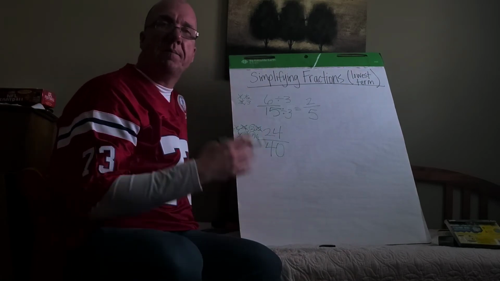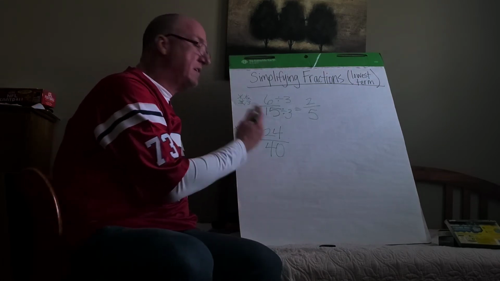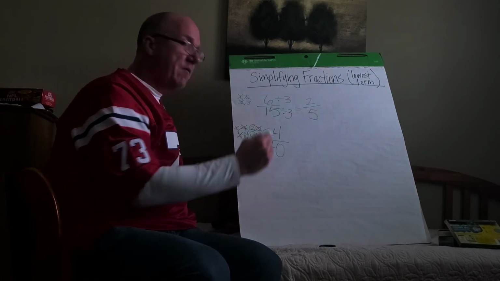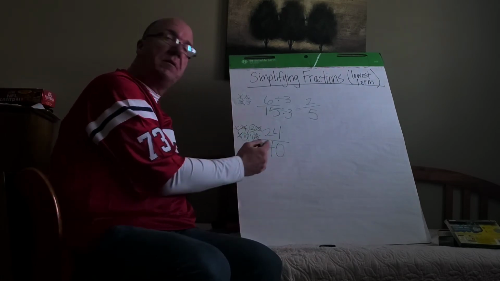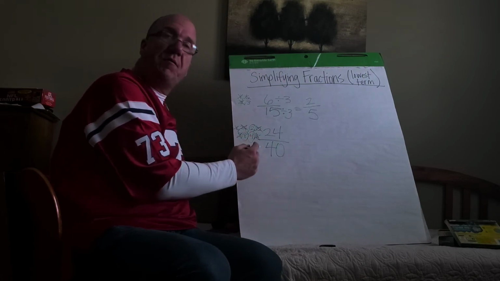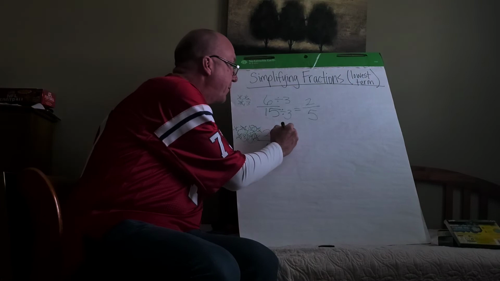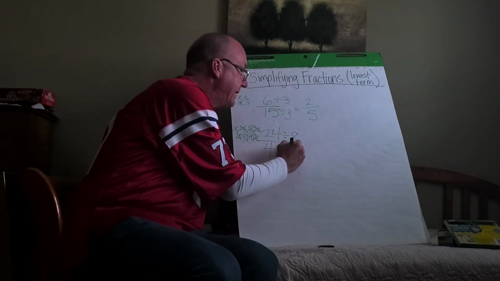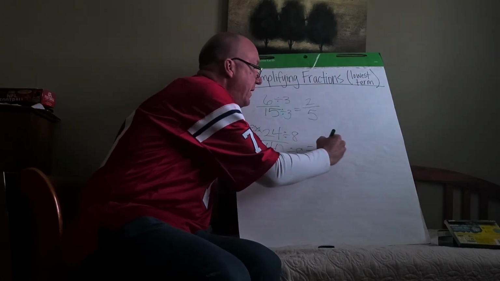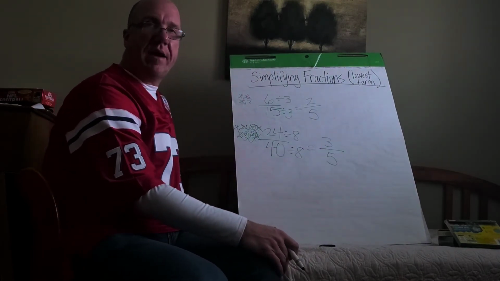Does 6 go into 40? I can do my 6 facts. 6 times 5 is 30. 6 times 6 is 36. 6 times 7 would skip right over that. So now what I have here is 2, 8, and 4. And when I have multiple numbers that go into a number, when we're simplifying, I always want to choose the biggest one, which is 8. So I'm going to divide both of these by 8. 24 divided by 8 is 3. 40 divided by 8 is 5. And there I have a simplified fraction.